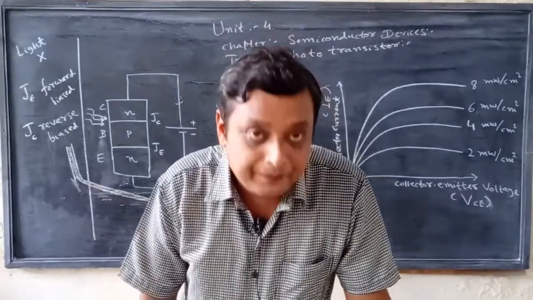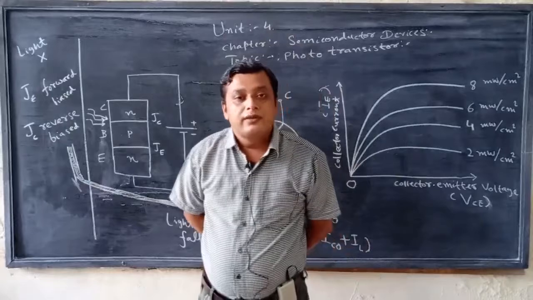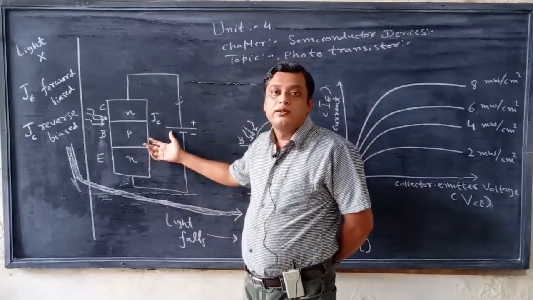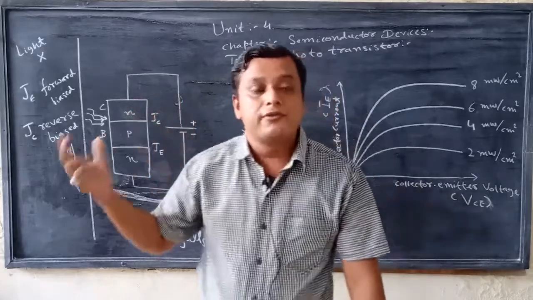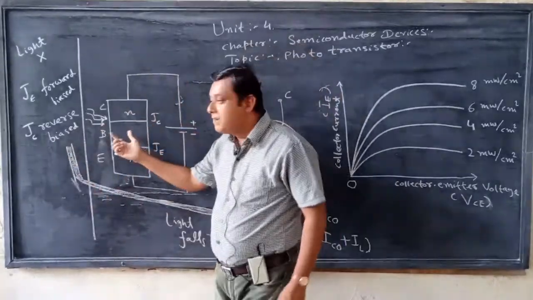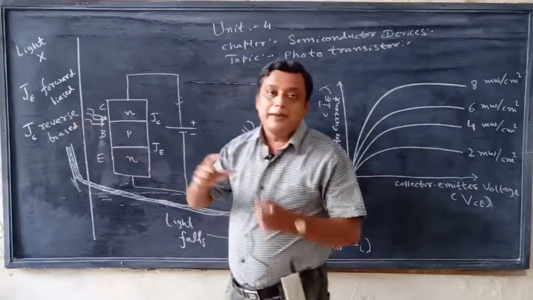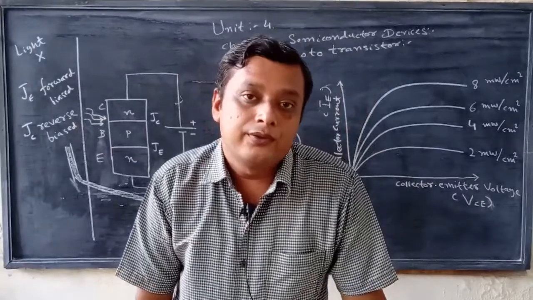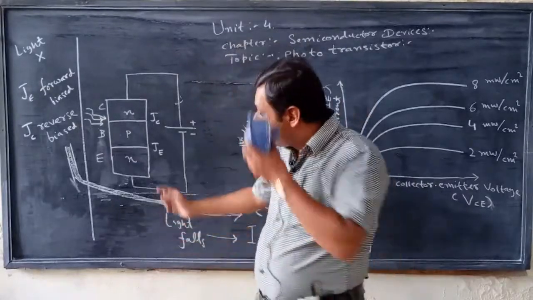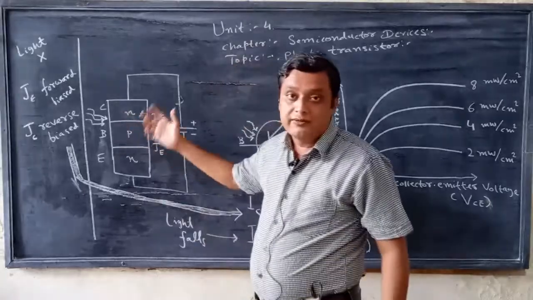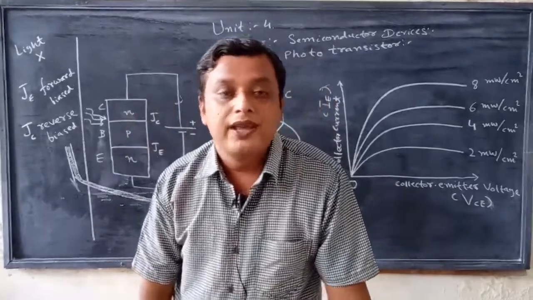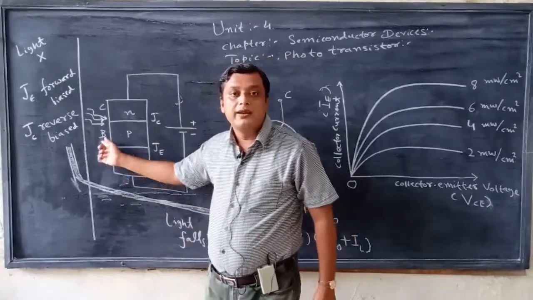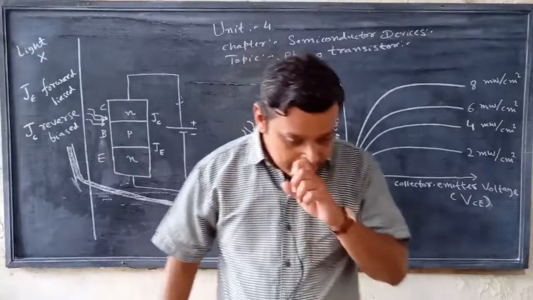Another thing is that generally the common emitter structure of the phototransistor is used, with the base open. So common emitter configuration is used to prepare this phototransistor for working purposes. We are using common emitter configuration with a base which is open. Okay.